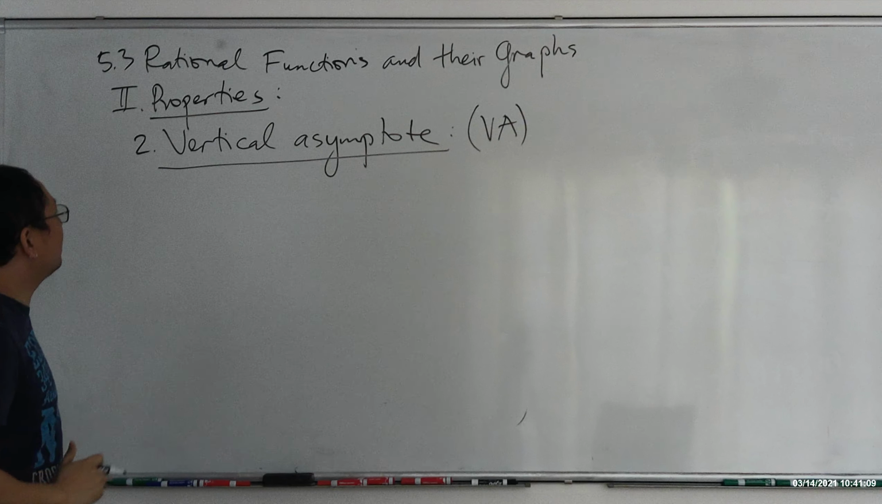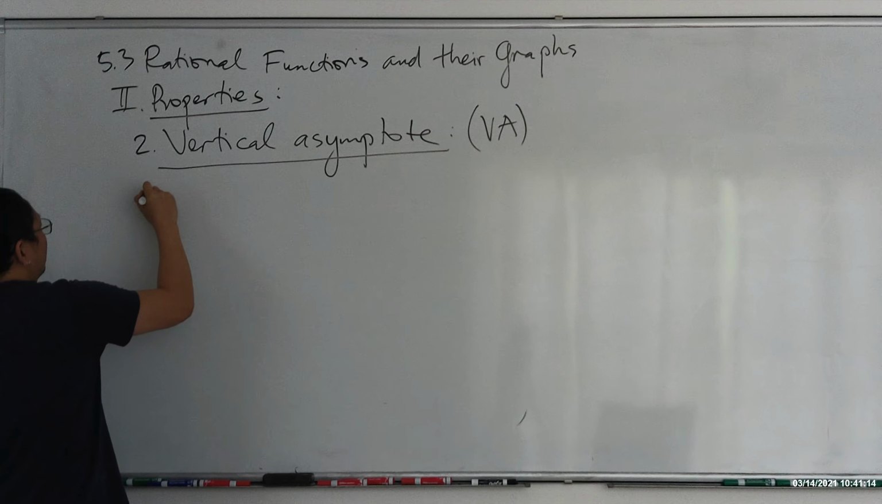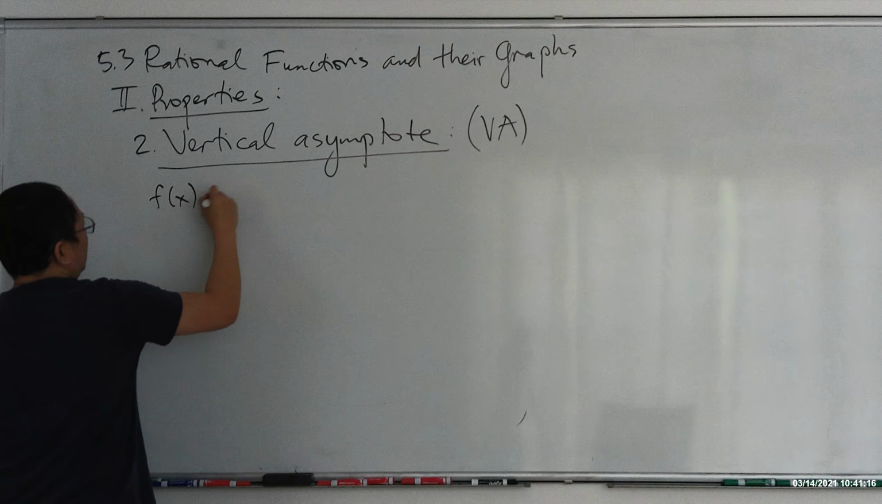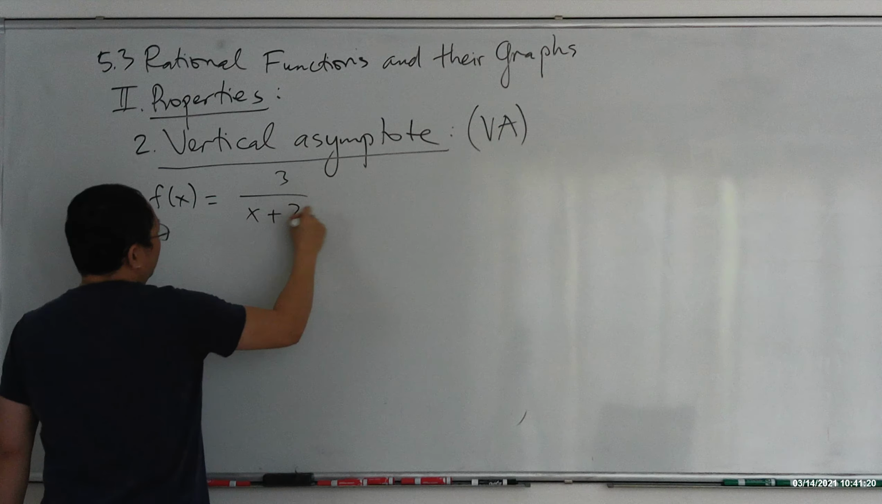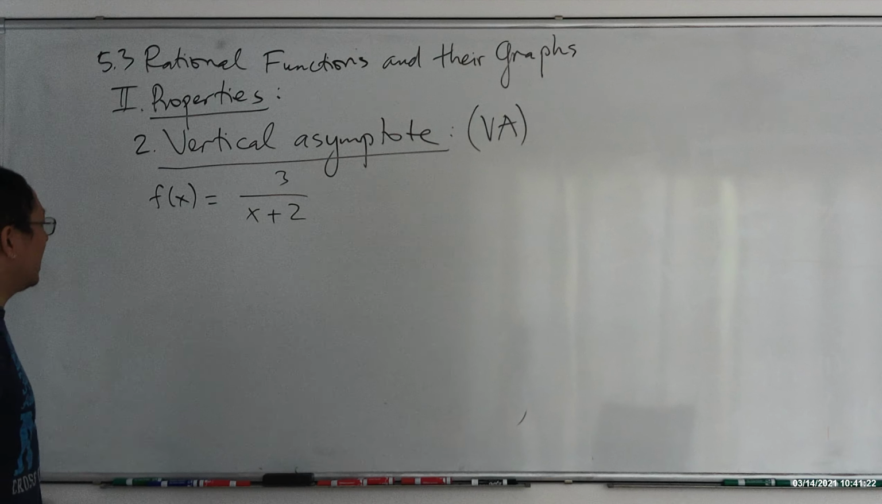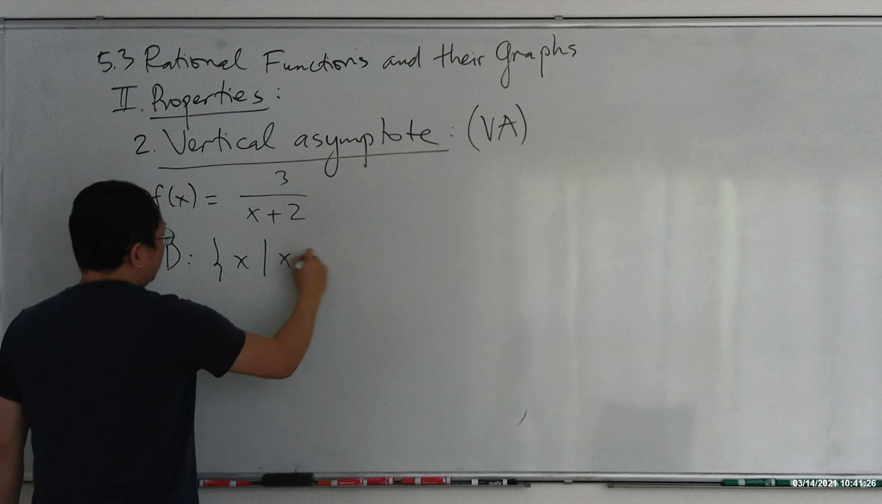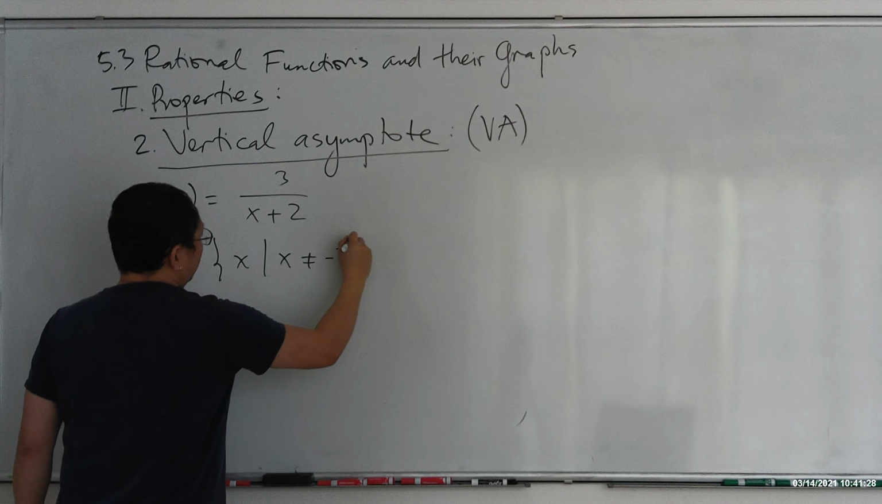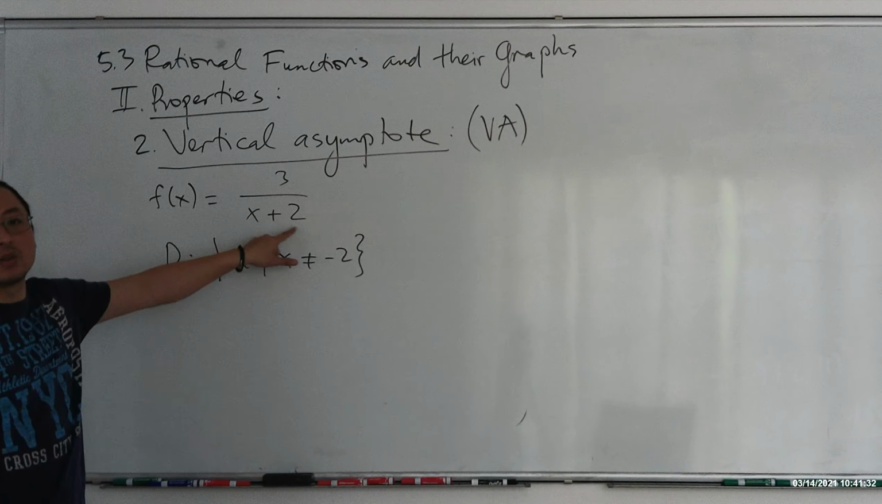So how do you find a vertical asymptote from a rational function? As usual, let me start with an example. f of x is equal to 3 over x plus 2, the same example that we had before. And you know that the domain is all real numbers x, x cannot be equal to -2 already, right? And then I claim that the asymptote is x equal to -2.